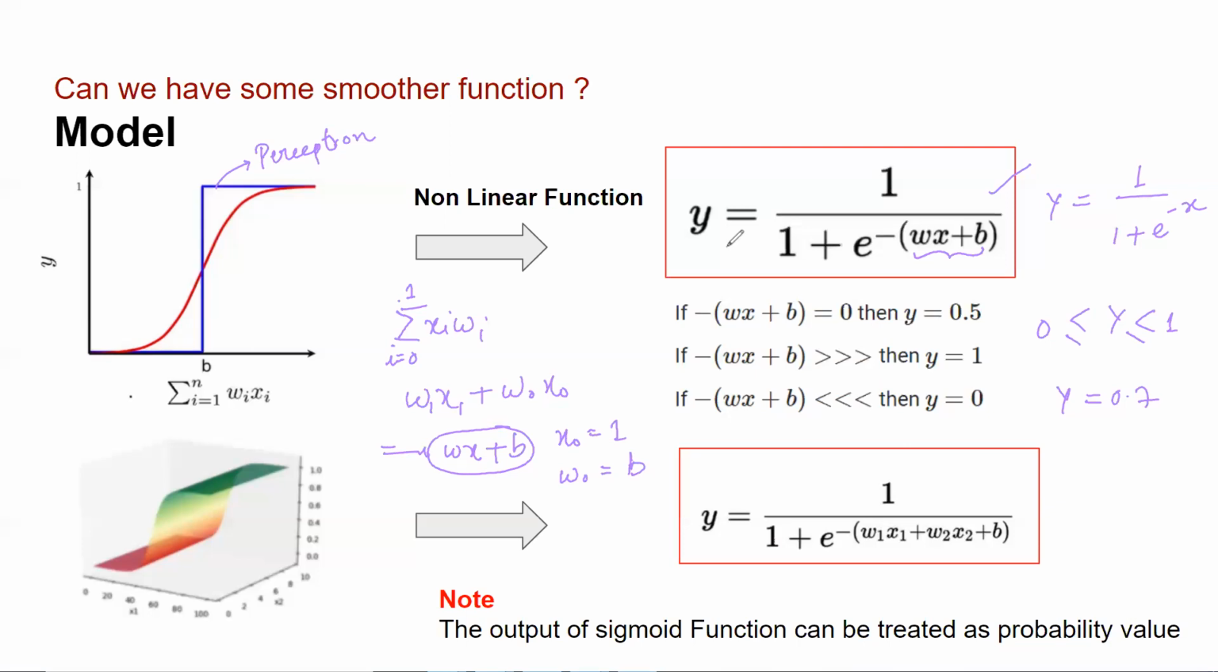Now, what is happening here is, when will I get my y equal to 0.5? This is y equal to 0.5, right? So when will I have the value of y as 0.5?